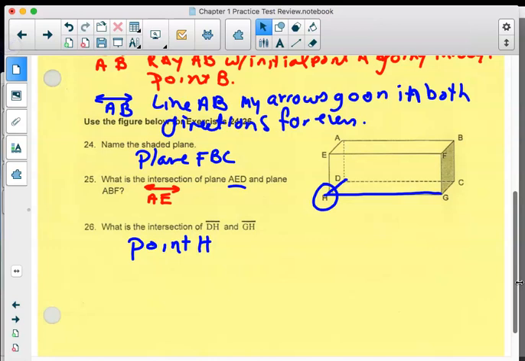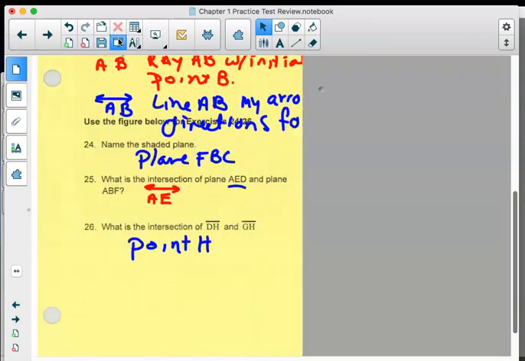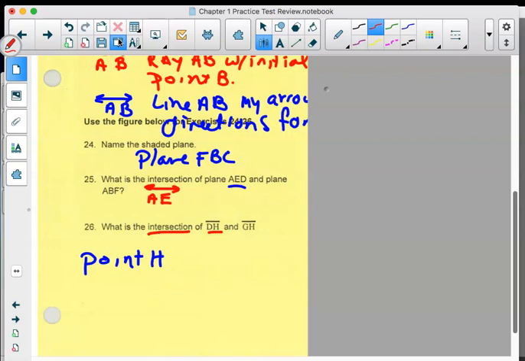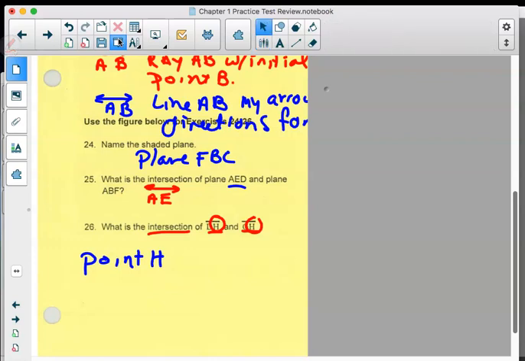But I want you to realize that sometimes on tests, we will make the problem harder by covering up the picture. So in this case, what is the intersection of DH and GH? It's the overlapping letter in the two segments. So it's point H. So there's two ways of looking at that to discern your answer. All right, that's 26.